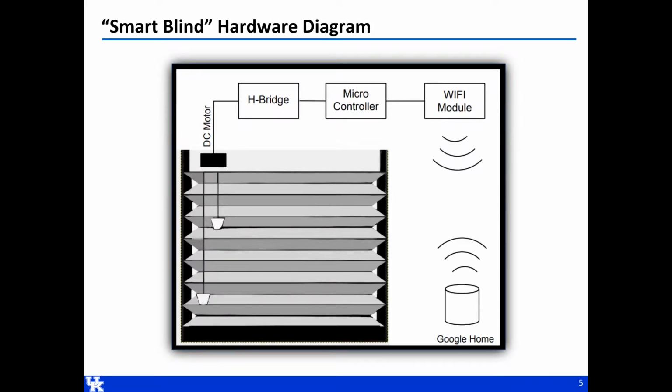This is a hardware diagram of our entire smart blind system. We have a DC motor attached to our blinds, which actually turns and controls the tilt of the blinds. This DC motor is powered by our H-bridge device, which also powers our microcontroller. Our microcontroller has the software and the programming, which sends signals to the H-bridge device, which in turn tells the DC motor how much to turn and tilt the blinds. Our microcontroller is also connected to a Wi-Fi module that enables the integration with Google Home. We will talk more in depth of the overall system in the next few slides.